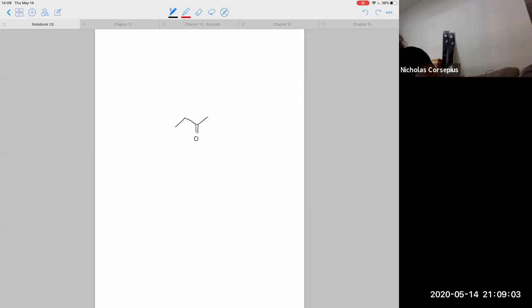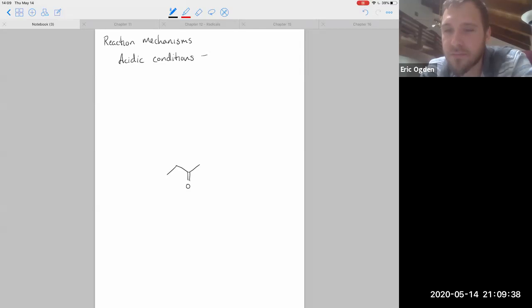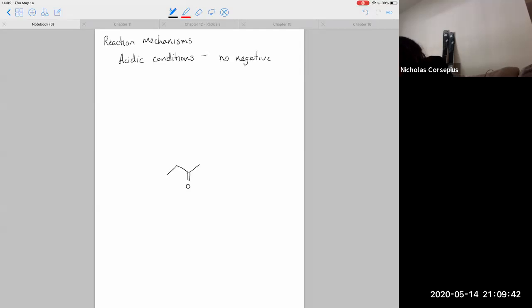Before we go on, there is one overarching thing about reaction mechanisms that is really important to remember, right? So let's just talk reaction mechanisms. Under acidic conditions, if I'm drawing a reaction mechanism under acidic conditions, I should never see what? A negative charge? Yes. No negative charges. Just something that's very important to keep in mind when you're doing any sort of reaction mechanism. If you're doing these under acidic conditions, there will be no negative charges.